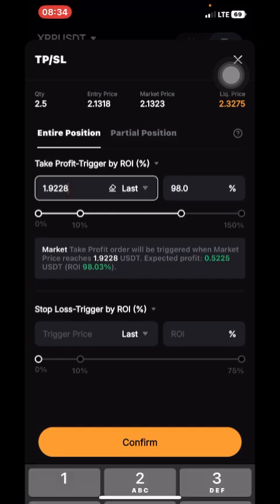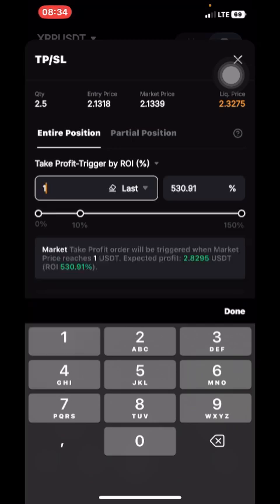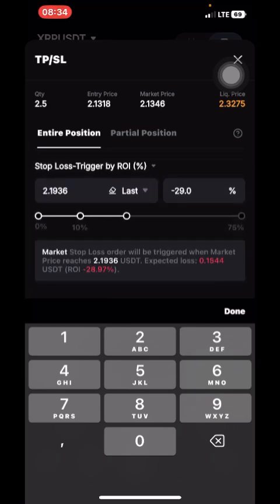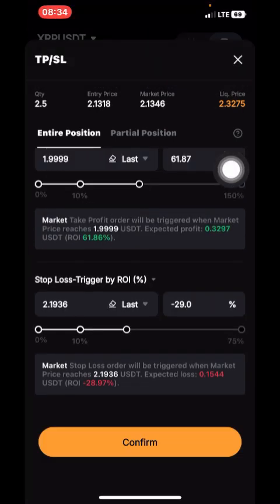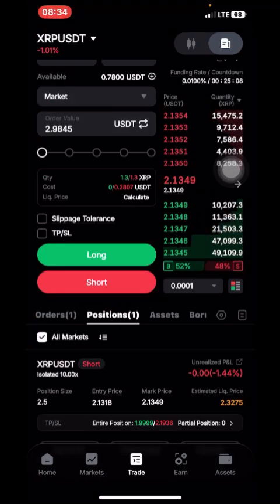Or you can manually type it here. You can manually type when the price drops to 1.9, it should give you a profit of this. When the price increases to a certain amount, it should take you out. By this, when the market goes against you, it will execute the trade and take you off so that you do not make much loss. When the market goes in your favor and hits the particular profit target that you put, it should take you off the market and you're good to go.